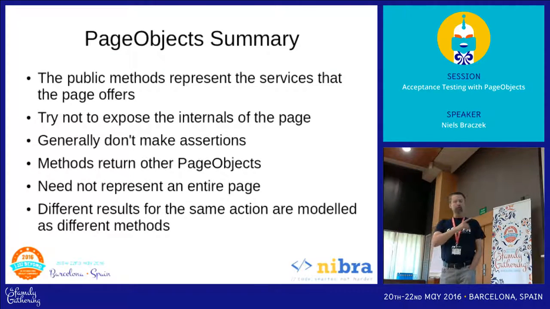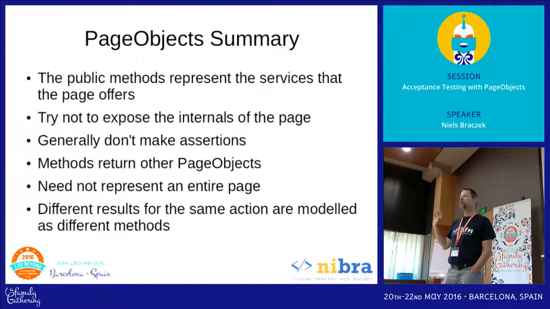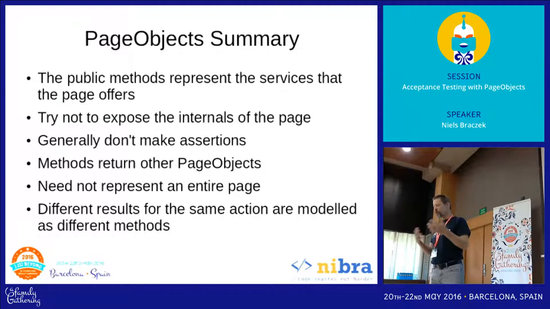And the most important thing is that a page object, despite its name, does not have to represent a whole page. It makes sense to have a page object representing the Apple menu. It makes sense to have a page object for each module. So you can compose a bigger page by dragging in the module and reuse the same module on another page. If an action could result in different pages, of course we make different methods out of it.